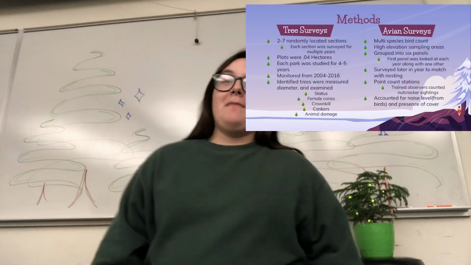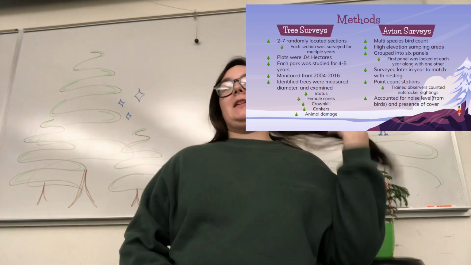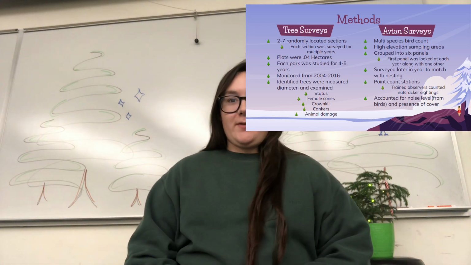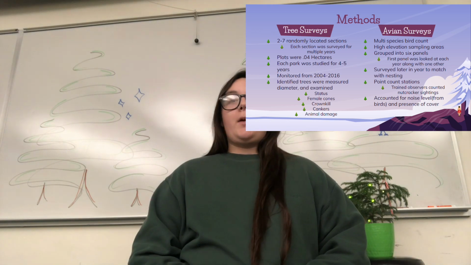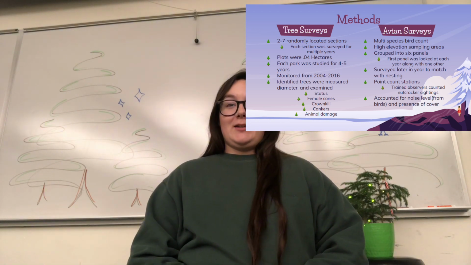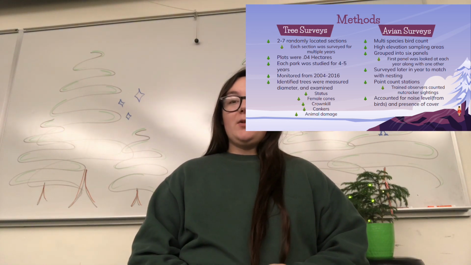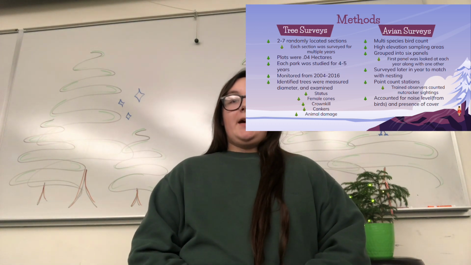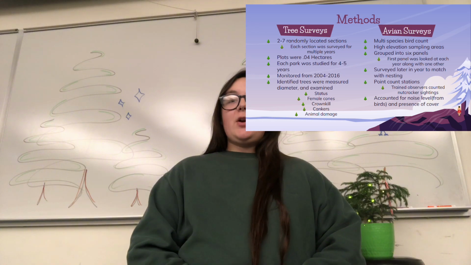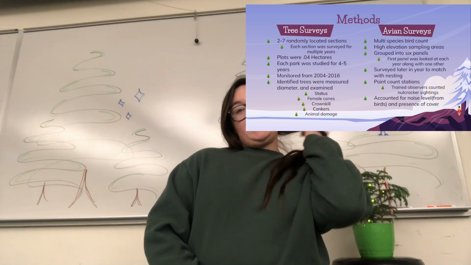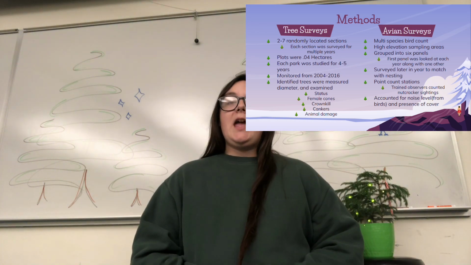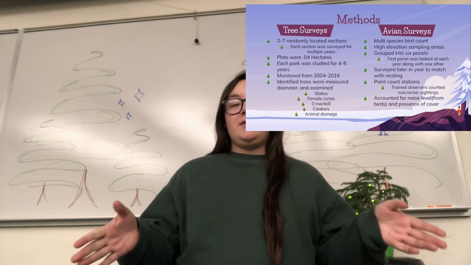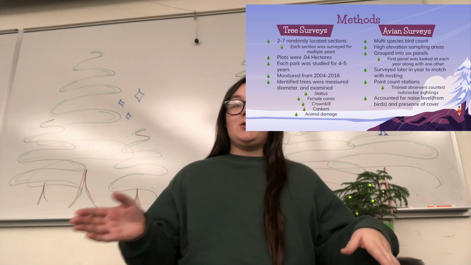So now we have some methods of how they did these studies. First they did some tree surveys. The tree surveys were where 2 to 7 randomly located sections of about 0.04 hectares over multiple years were surveyed in multiple different parks. Each of the parks that were surveyed were studied for about 4 to 5 years, and overall the entirety of the study went from 2004 to 2016.